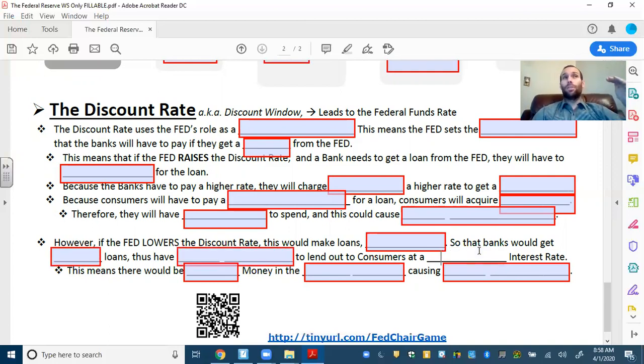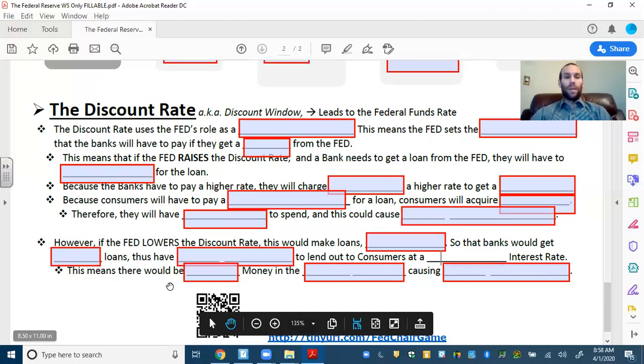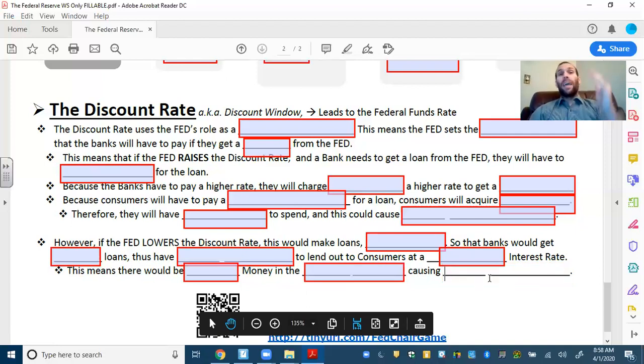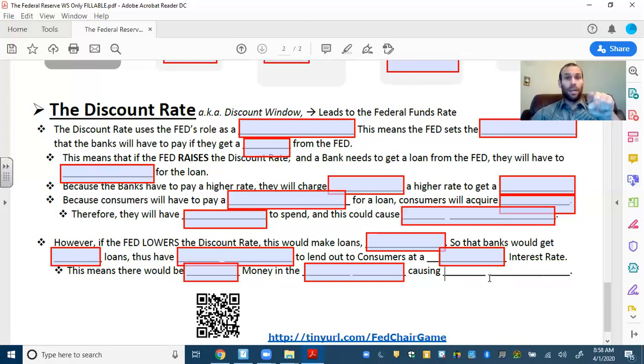So banks get money cheaper, and they're going to lend it out to you at a lower or cheaper interest rate. Okay. This means that there would be more money in the money supply, causing more inflation. So if banks get money cheap, consumers get money cheap, therefore they spend more money in the money supply, higher inflation, higher prices. If the Fed raises their interest rate, on the other hand, money's more expensive, and therefore there'll be less money in the money supply, causing less inflation. Okay, so hopefully you got that.